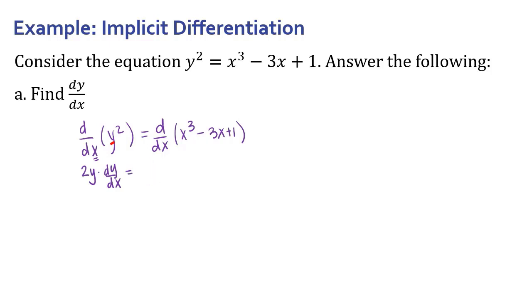The derivative of x cubed is 3x squared, the derivative of minus 3x is minus 3, and the derivative of 1 is 0. Now to get dy dx by itself, we'll divide both sides by 2y, and we'll get dy over dx equals 3x squared minus 3 all over 2y.